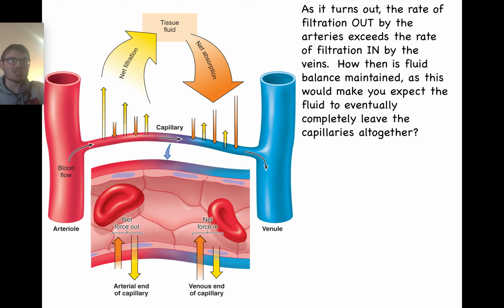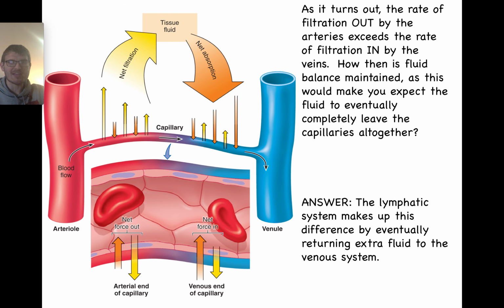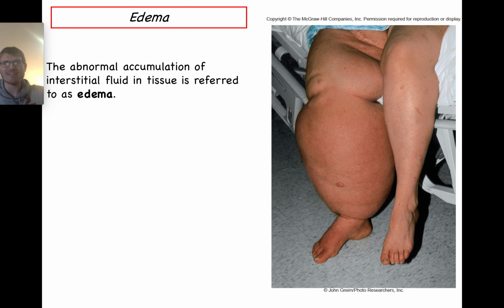If there is nothing to account for this, every time blood moves through a capillary, we lose some of our blood volume into the interstitial fluid. So we need something to make up that difference. The answer to that conundrum is the lymphatic system, which is something we haven't talked about a whole lot. It can pick up that extra fluid accumulation in the interstitial fluid and eventually return it to the veins before we get back to the right atrium through the vena cava.